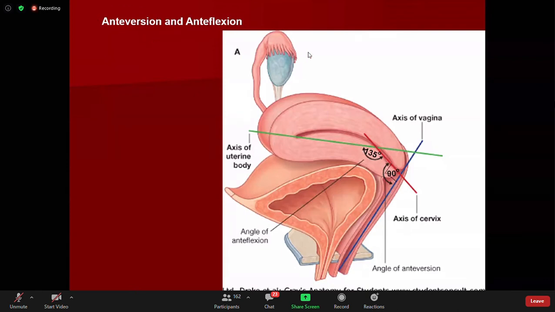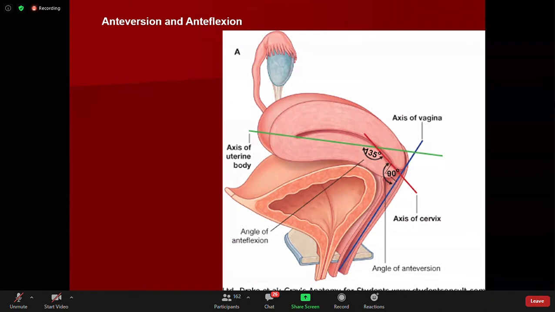What is anteflexion? Now, take the same axis passing through the cervix, and you draw another axis passing through the external os, the green line, which is basically the body of the uterus. That will create a 135-degree angle between the cervix and the body. This is called anteflexion. So, in summary, anteversion and anteflexion are the normal position of the uterus. How do we translate that? Anteversion creates a 90-degree angle with the vagina.